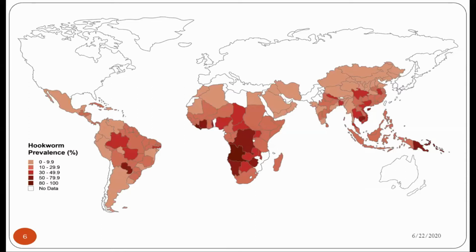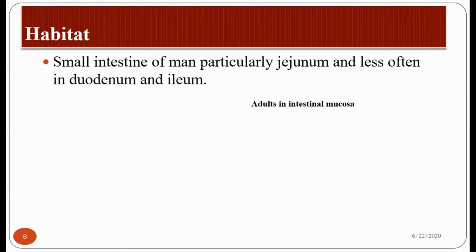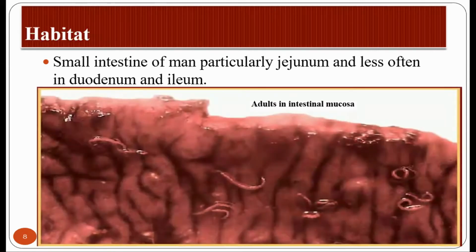But still, about 900 million people are affected by these hookworms. The main habitat of these hookworms is the small intestine of human beings. Mostly, these hookworms live in the jejunum part of the small intestine and less commonly in the duodenum part, while these hookworms reside very rarely in the ileum part of the small intestine.